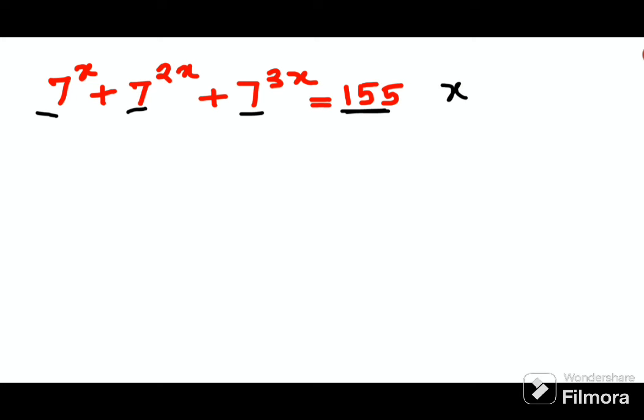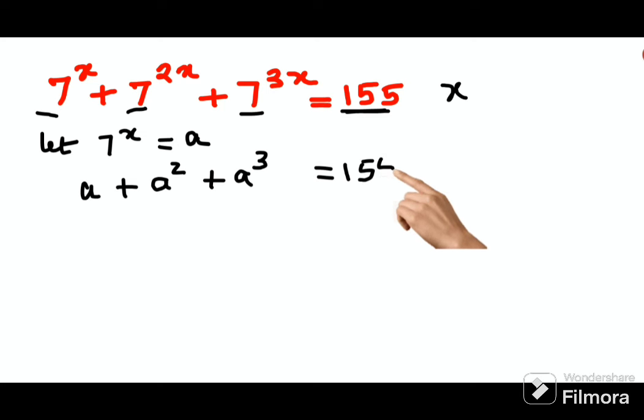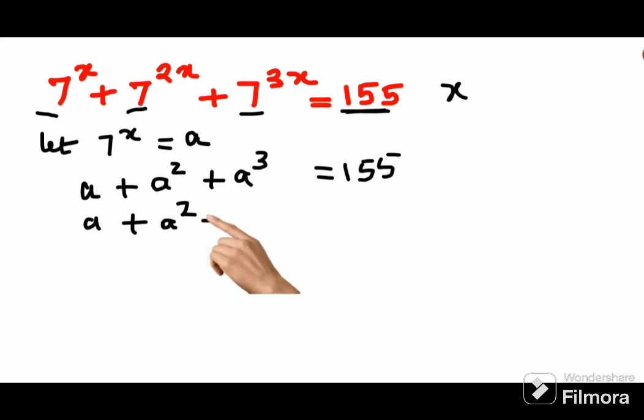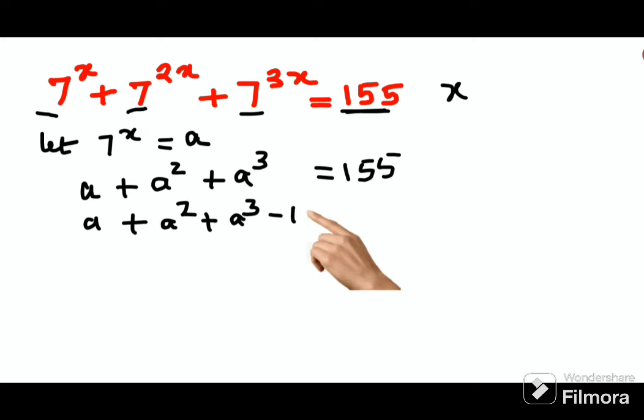Okay. So here what we'll do is we'll take the help of algebra and make 7 raised to x equal to a. So what we get over here is a plus a square plus a cube equals 155. And for the next step, what I can do is a plus a square plus a cube minus 155 equals 0. Okay. So now we'll try and substitute a value of a in such a way that this equation holds true.